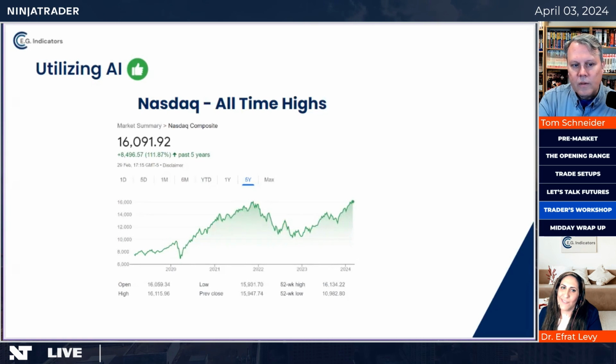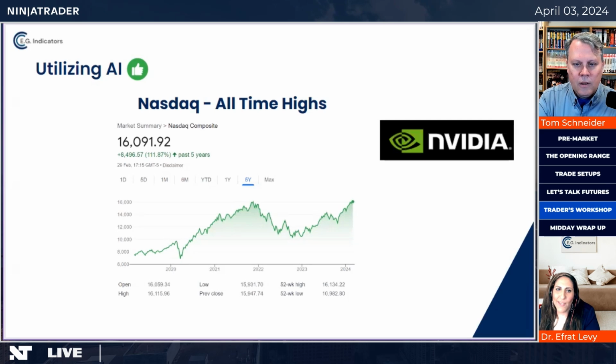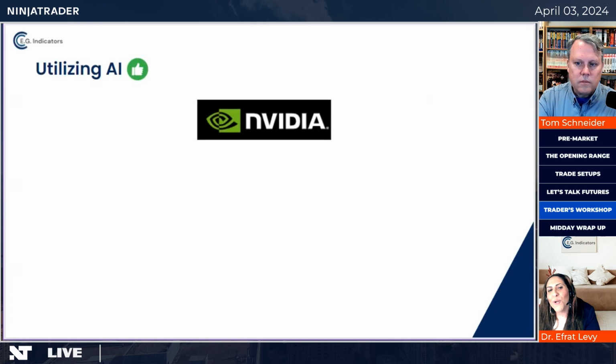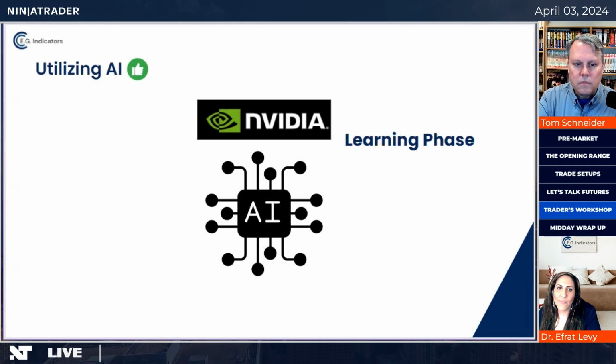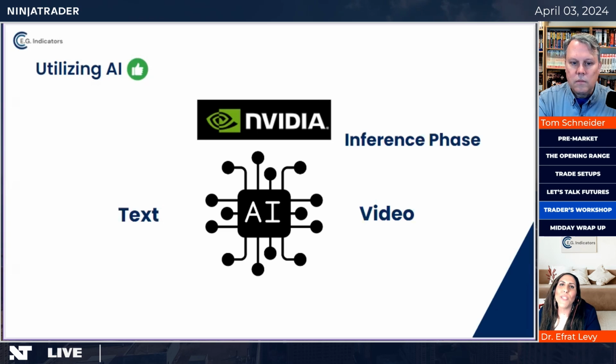So we all remember how recently the Nasdaq broke all-time highs. And that was due to high-tech companies like NVIDIA focusing on AI technology. They showed a deep learning model able to generate video based on a given text. During the learning phase of the AI model, it was provided with data like text and short videos or screenshots. And during the inference phase, the trained model was able to automatically produce a video describing the given text.